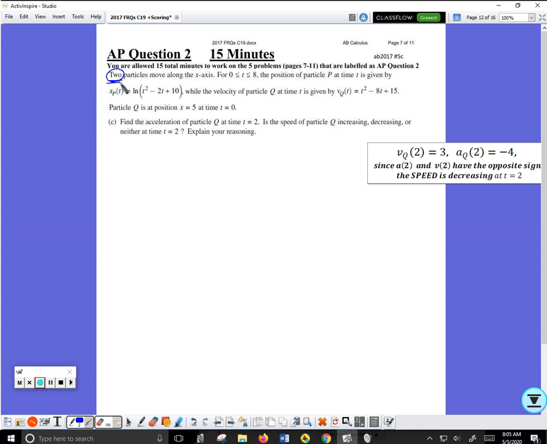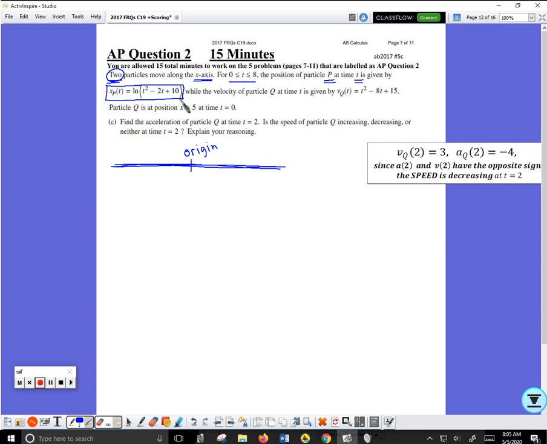Two particles move along the x-axis. A particle moving along the x-axis is not new. I have the origin here. Usually I'm just used to one particle moving back and forth along the x-axis. Now I have two. Time period is 0 to 8. Position of particle P at time t is given by this formula. That's how I would find where particle P is located.